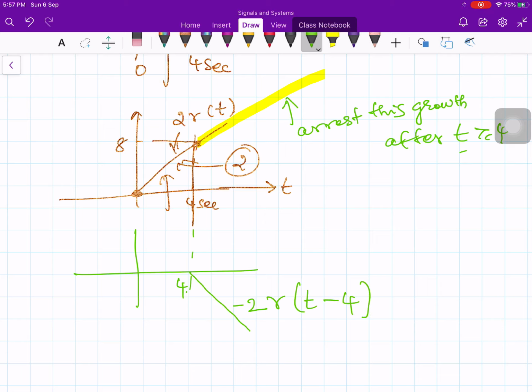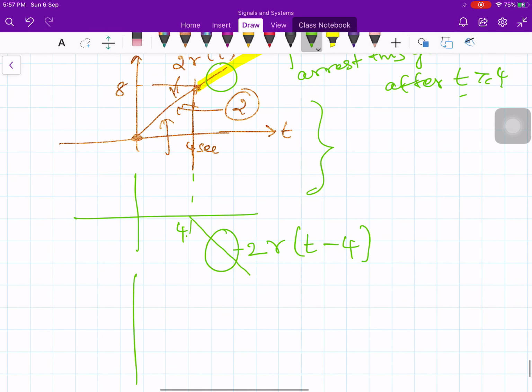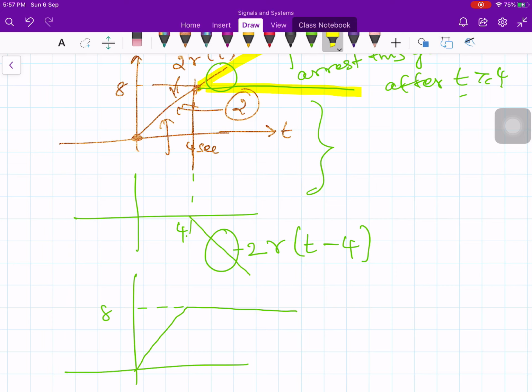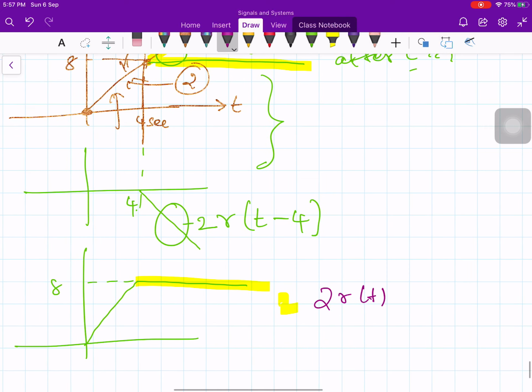Okay, now add these two guys, then what happens, this portion will be neutralized by this guy. So if you add these two, then you will have like this, it goes up to 8, then afterwards it becomes constant. Both are neutralized and it maintains the same height like this. So that's what we have drawn here. So this is your 2 times r of t minus 2 times r of t minus 4.